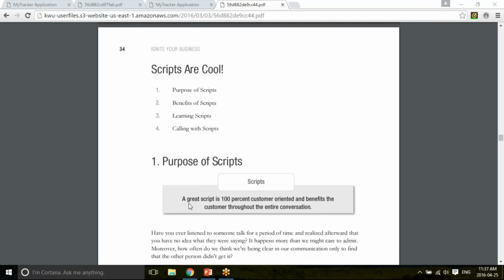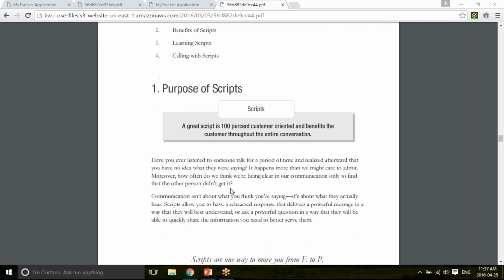Now let's talk about scripts, because everybody just loves scripts, let's be honest, but we need to get over it, because the reality is, they work. There's a reason they work. They've been tested and tried, and every objection known to man has come up, and we need to get over ourselves. So, summarizing that thought: a great script is 100% customer-oriented and benefits the customer throughout the entire conversation. A script is not meant to be all about you. It is absolutely supposed to be about them.